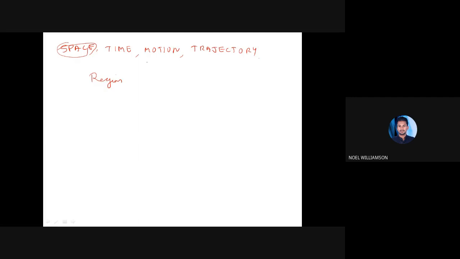Okay. Next is time. Time enthanennu chodichal, it is a measure of succession of events. Oro events engane kazhiyunnu, ithra samayathinullil kazhiyunnu ennu parayunnathine nammal time ennu parayunnu. It is a measure of succession of events.